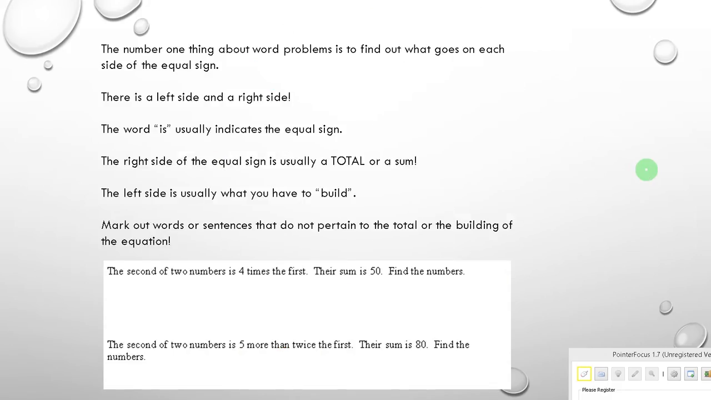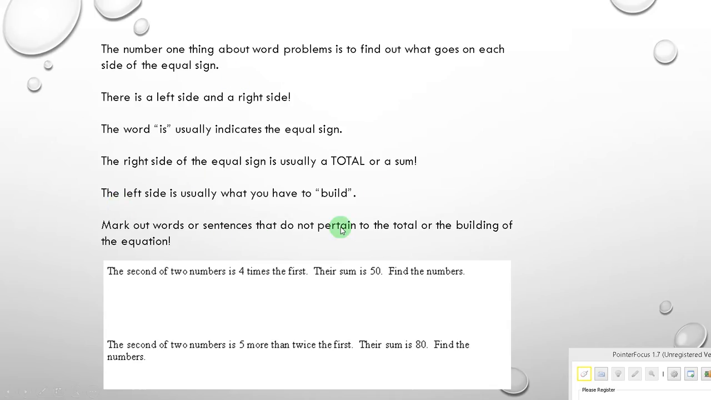Now when you're addressing a word problem, you know your keywords now, and you've learned them, and you're looking at a word problem. The first thing you need to do is find that equal sign. Because once you find the equal sign, that means you've got a left-hand side and a right-hand side. The word is usually indicates the equal sign. The right side of the equal sign is usually the total or the sum. And then all you have to do after you do that part is build the left-hand side.